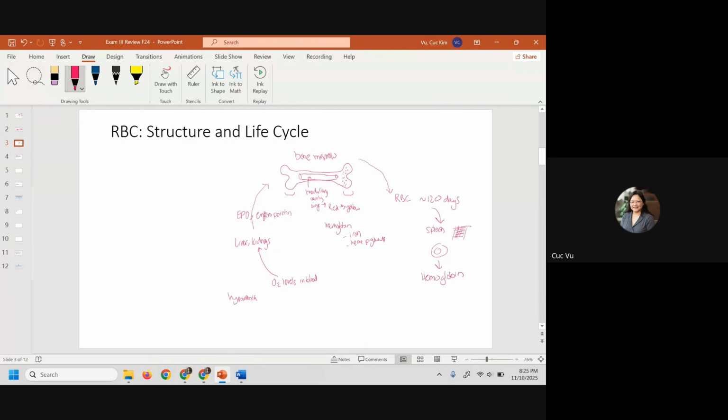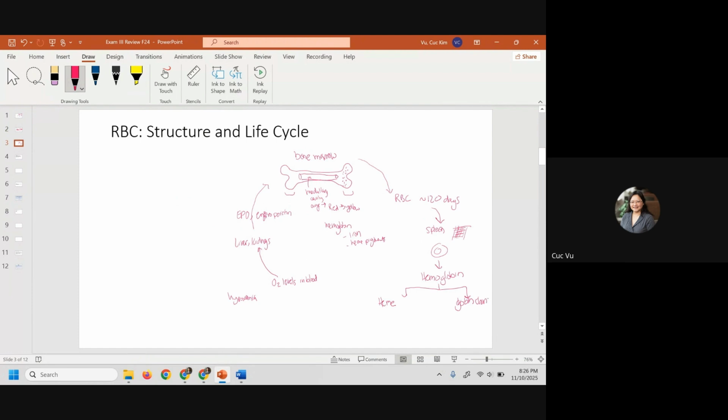And the hemoglobin is going to be broken down further into two main parts. What are they? Heme and iron. Close. Globin. Yeah, globin chains. Very good.